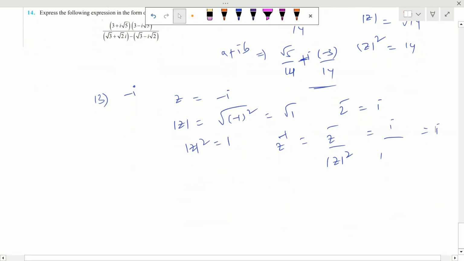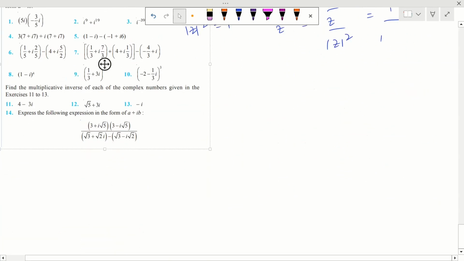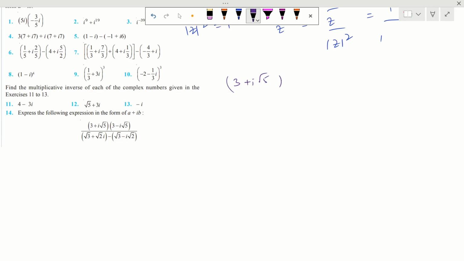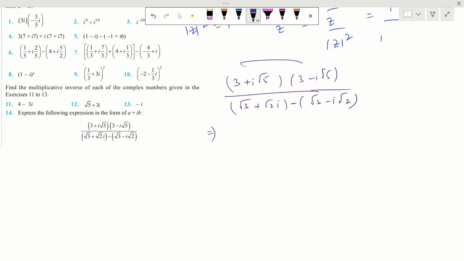Okay, and the 14th one is very interesting. It is given: 3 plus i root 5 and 3 minus i root 5, and root 3 plus root 2i, into root 3 minus i root 2. So we need to multiply this here. 3 threes are 9, then 3i root 5, and 3i root 5, and plus into minus is minus i square of root 5 square.